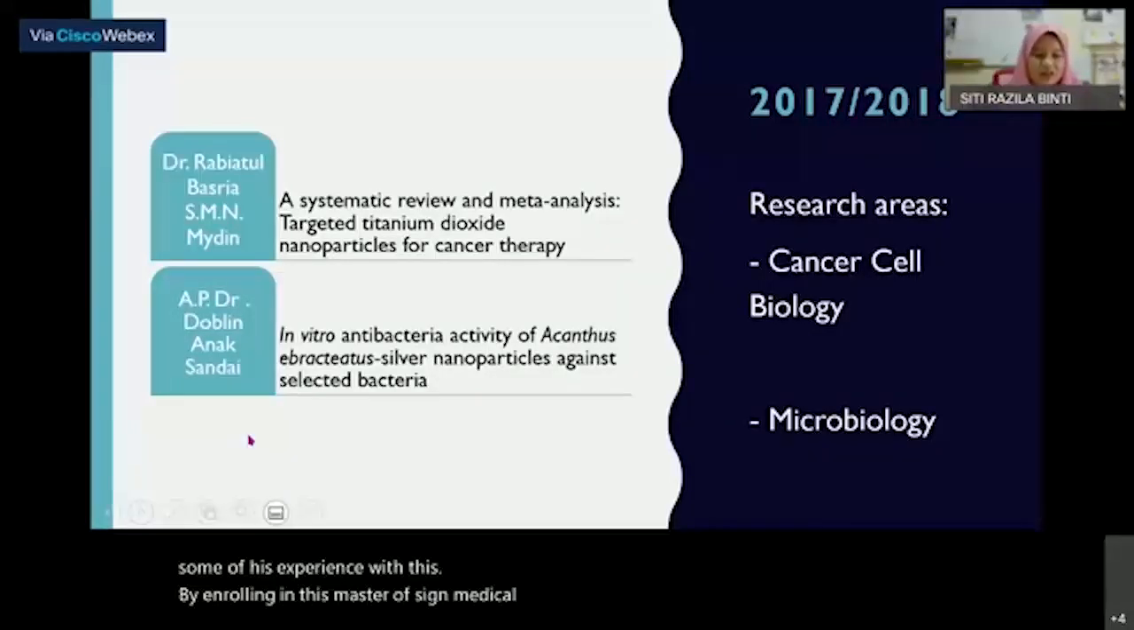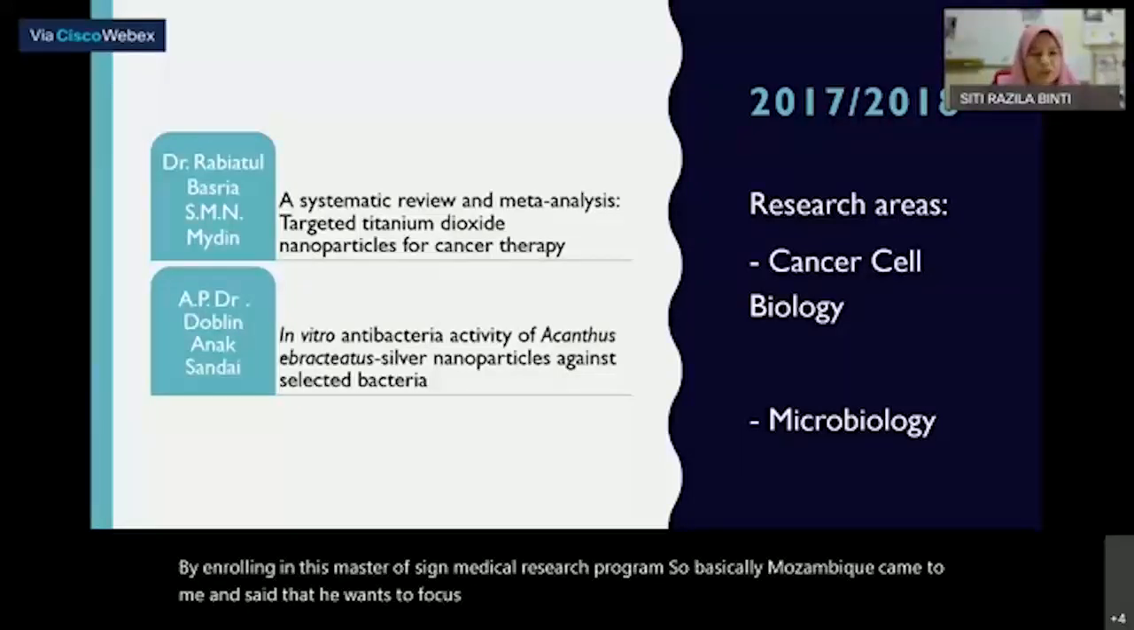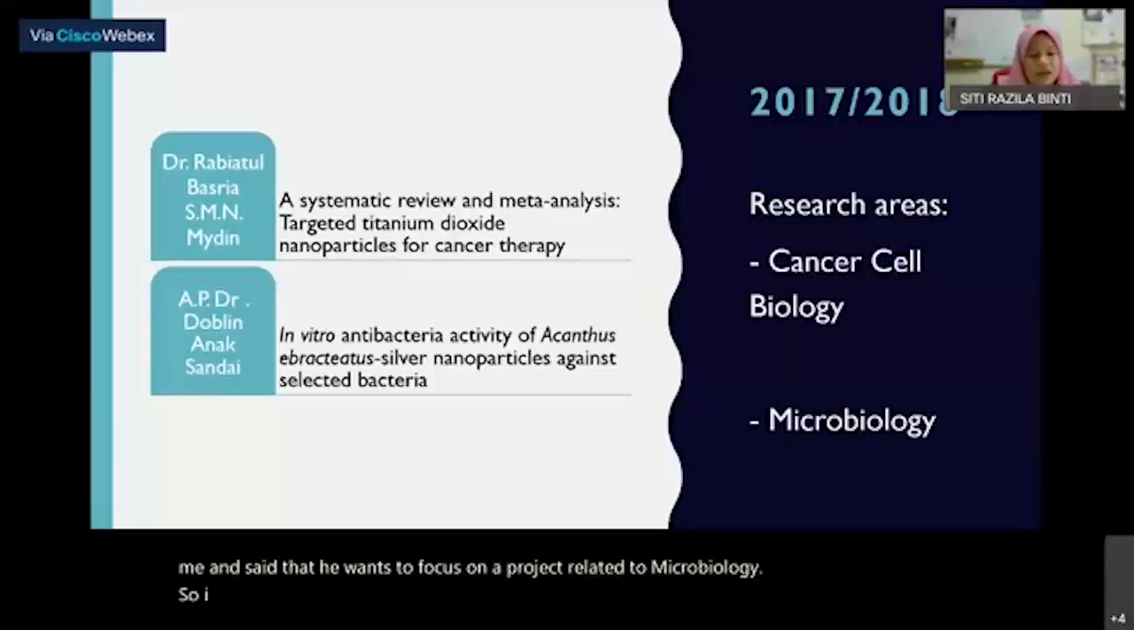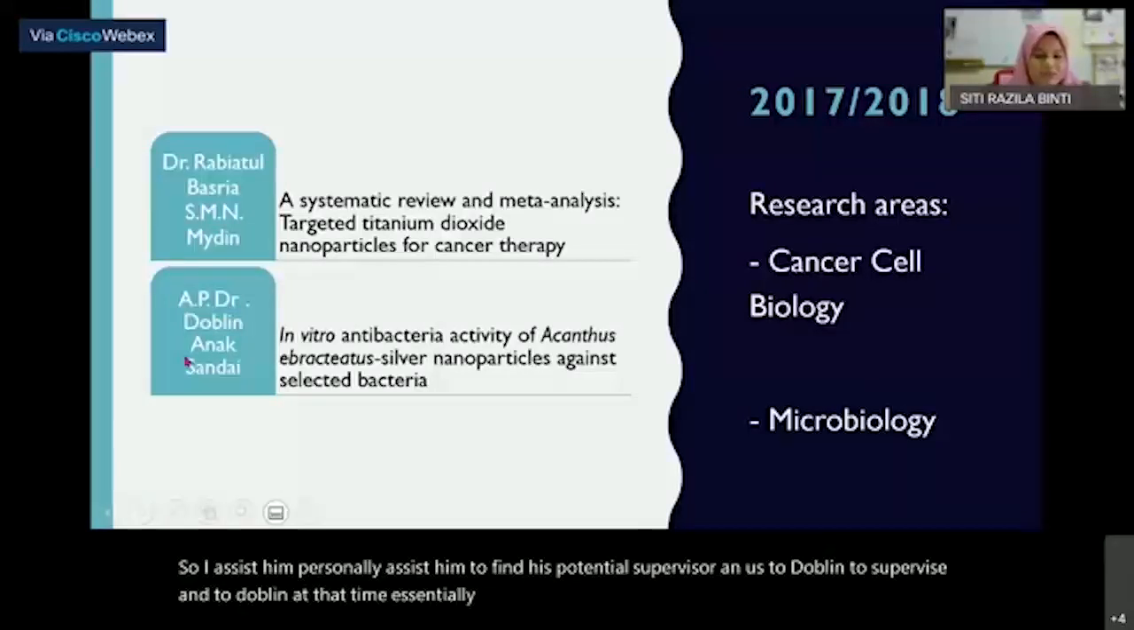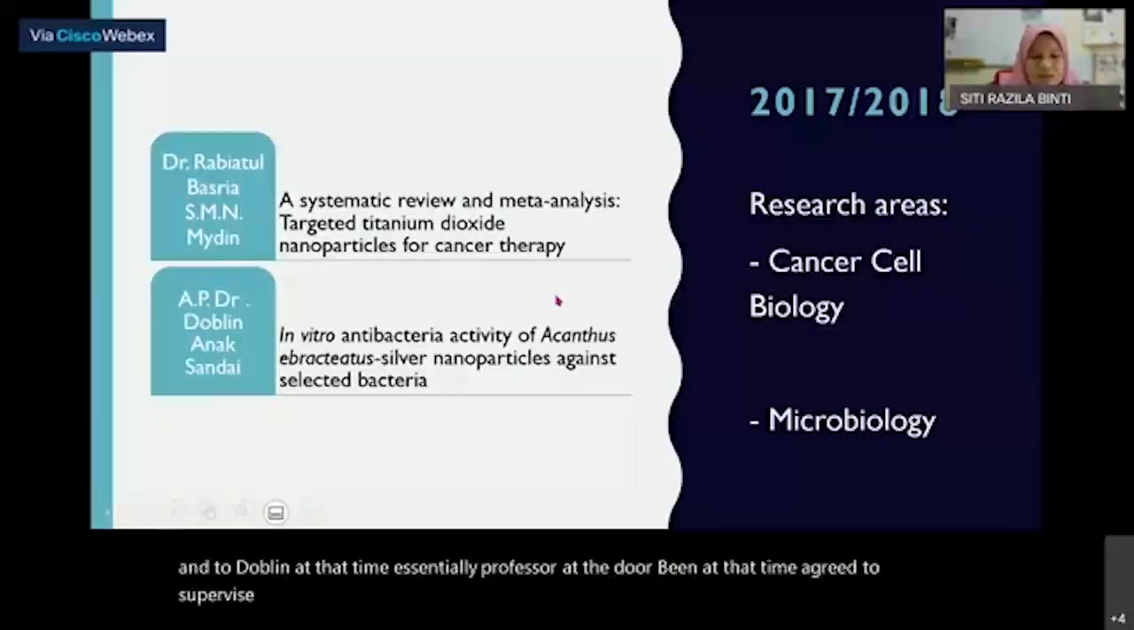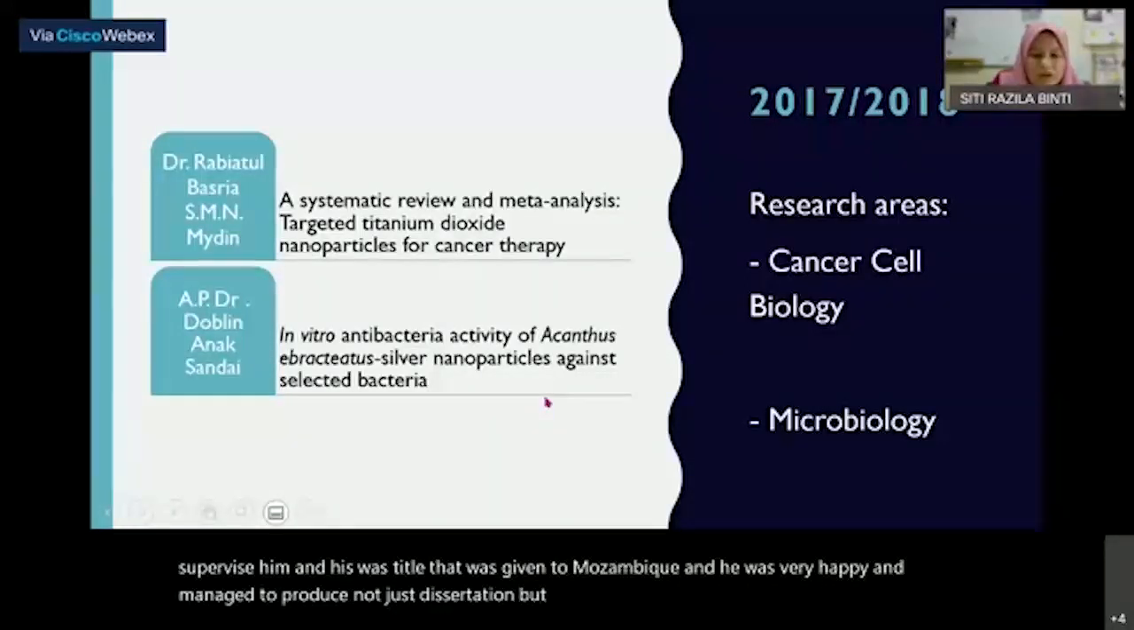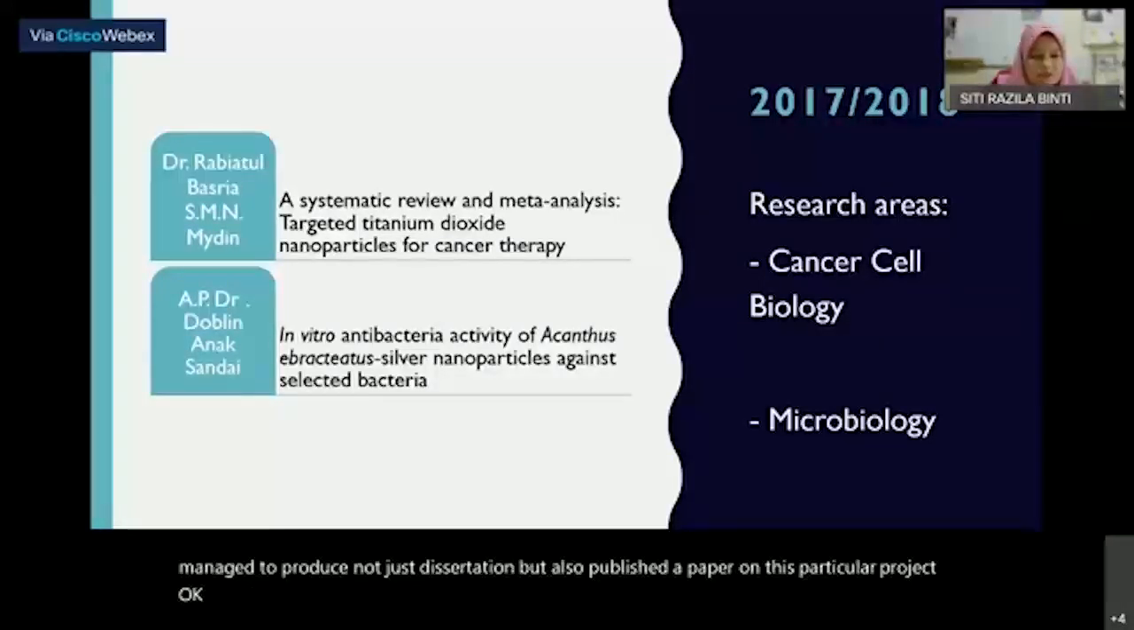So basically, Muzammil came to me and said that he wanted to focus on a project related to microbiology. So I personally assisted him to find his potential supervisor and asked Dr. Doblin to supervise. And Dr. Doblin, Associate Professor Dr. Doblin at that time, agreed to supervise him. And this was the title that was given to Muzammil, and he was very happy and managed to produce not just a dissertation but also publish a paper on this particular project. Okay, so again, our focus is not just on cancer cell biology.